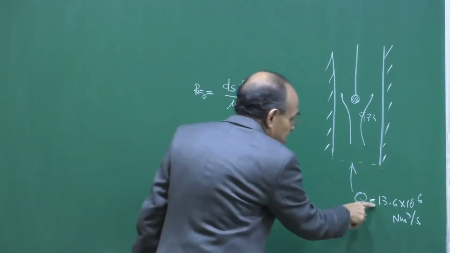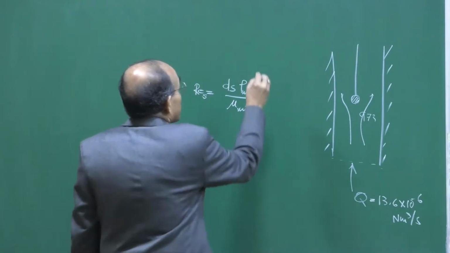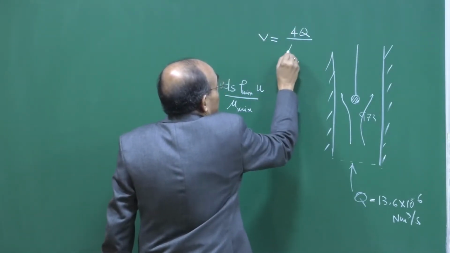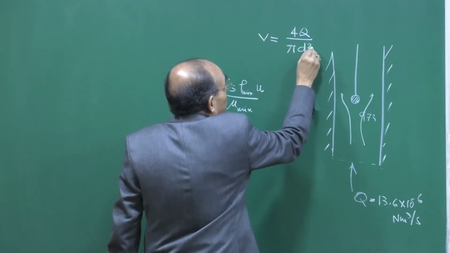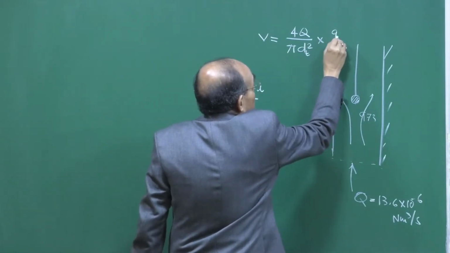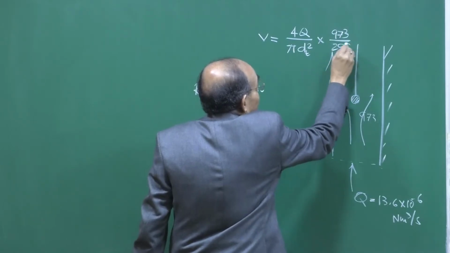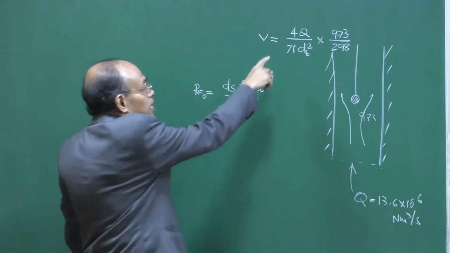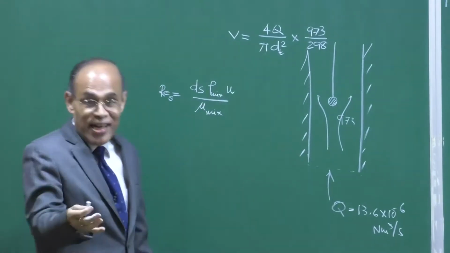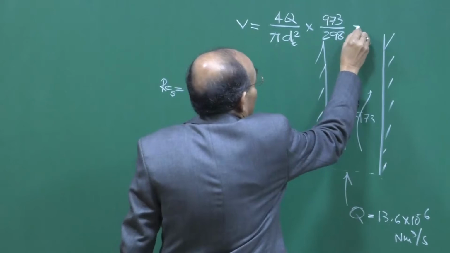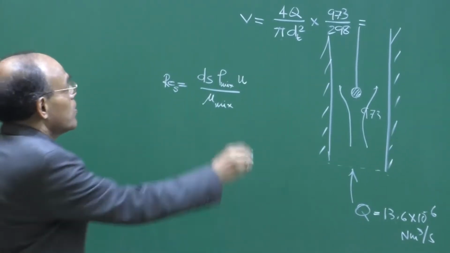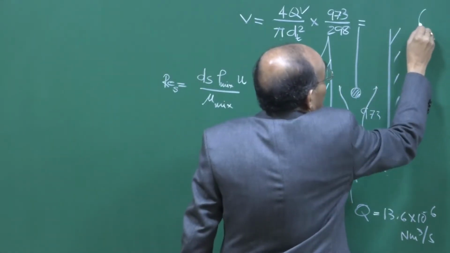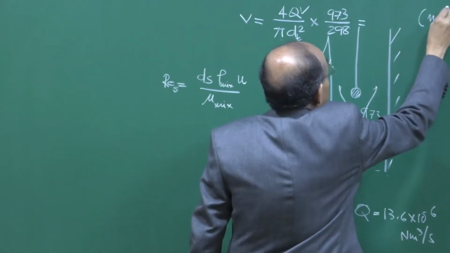The velocity information is dictated here, and as I have indicated, the velocity is nothing but the volumetric flow rate divided by the cross-sectional area, d tube squared, multiplied by 973 divided by 298, the temperature correction according to the ideal gas law. This is the volumetric flow rate by cross-sectional area, that gives us the velocity, and if you put the flow rate values now, you are going to get the velocity value, which will come out in terms of meters per second.